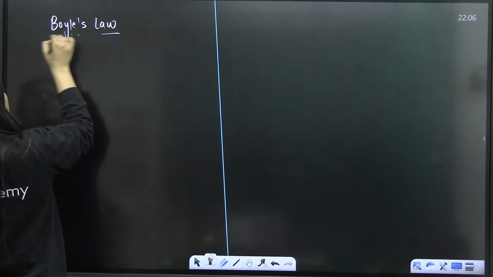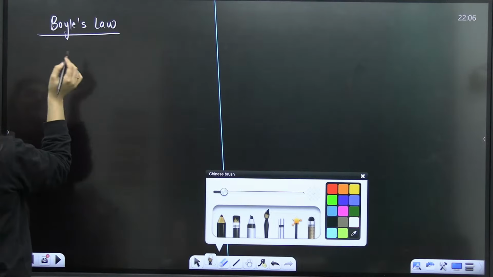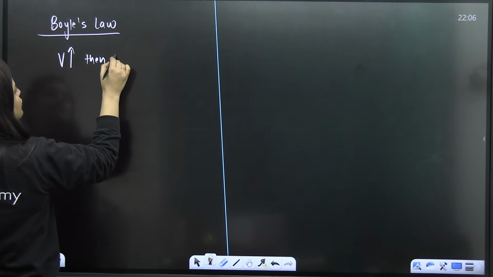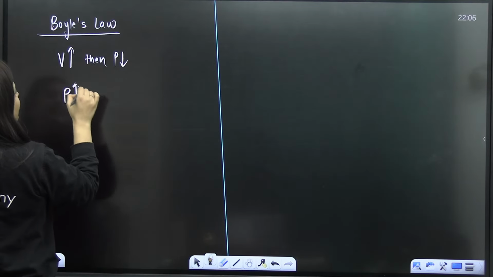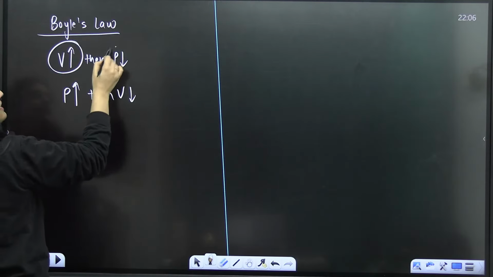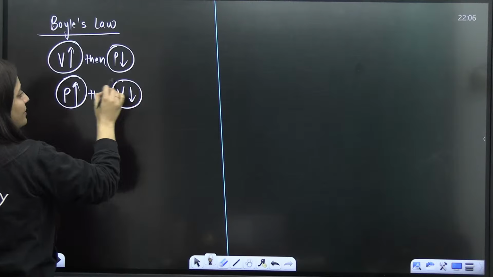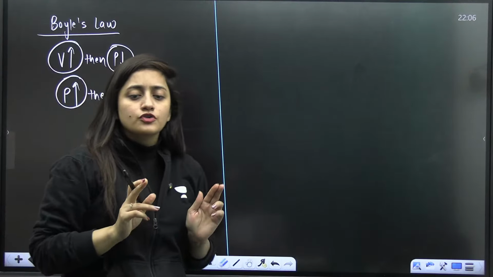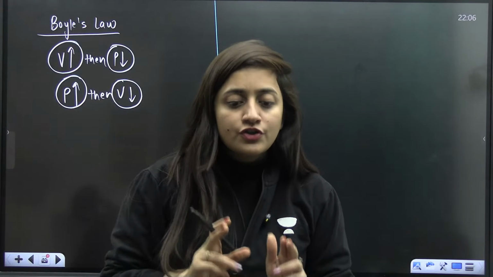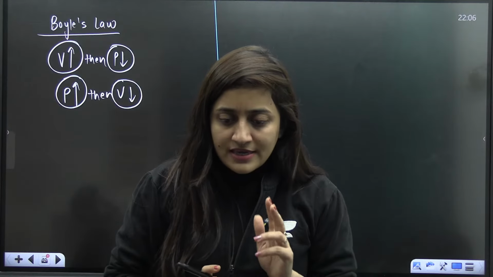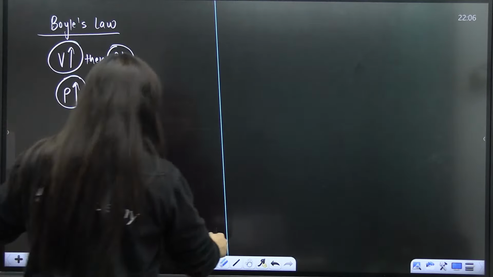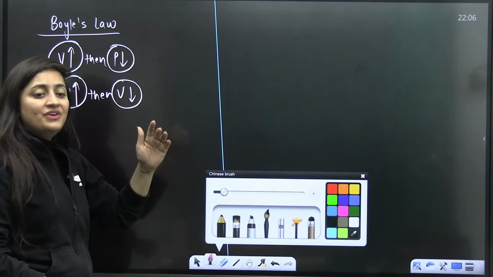So in simple words, this law states that if volume increases, then pressure decreases. If pressure increases, then volume decreases. Basically, they are inversely proportional to each other, isn't it? So this is what Boyle's law is: volume increases, the pressure decreases; pressure increases, the volume decreases.